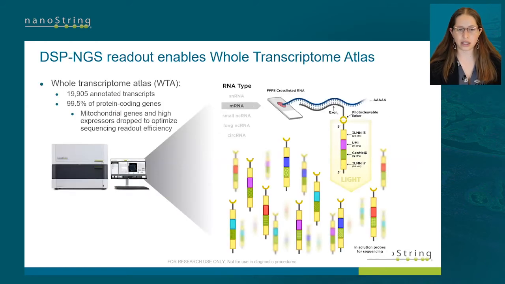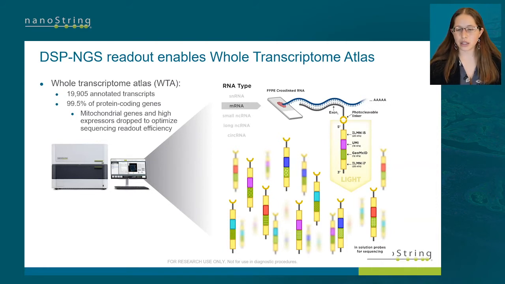So Nanostring recently launched the Human Whole Transcriptome Atlas. And the WTA contains probes for almost all protein coding genes in the human transcriptome, over 19,000 annotated transcripts. And a few very high expression genes were intentionally dropped from the probe pool in order to reduce sequencing costs.